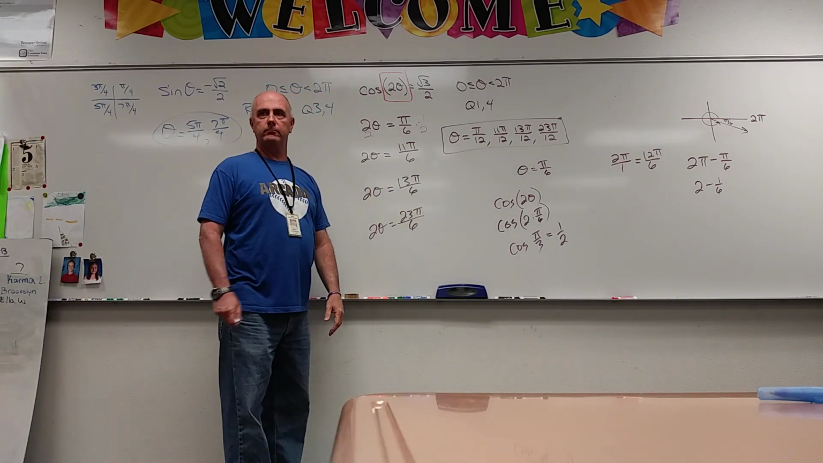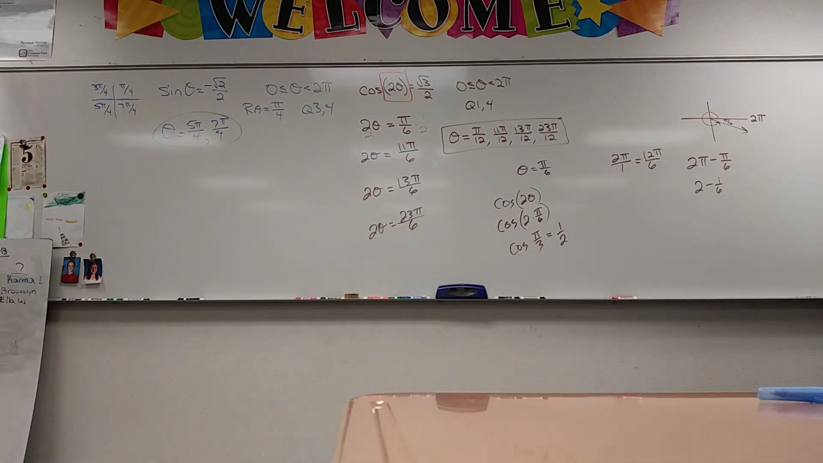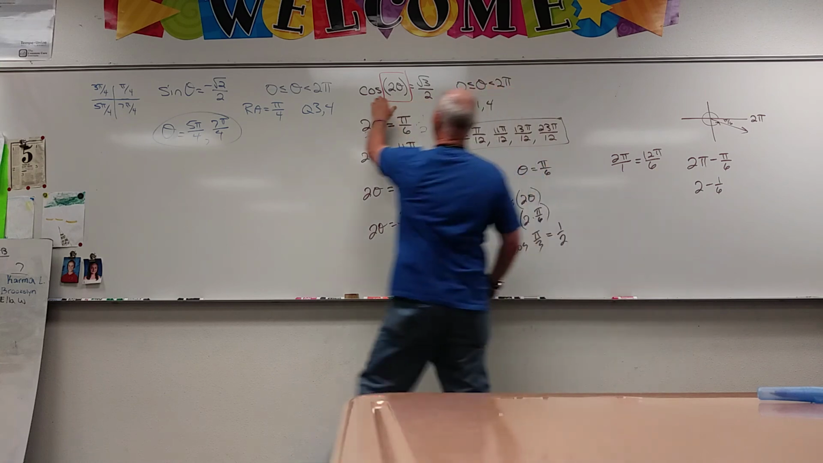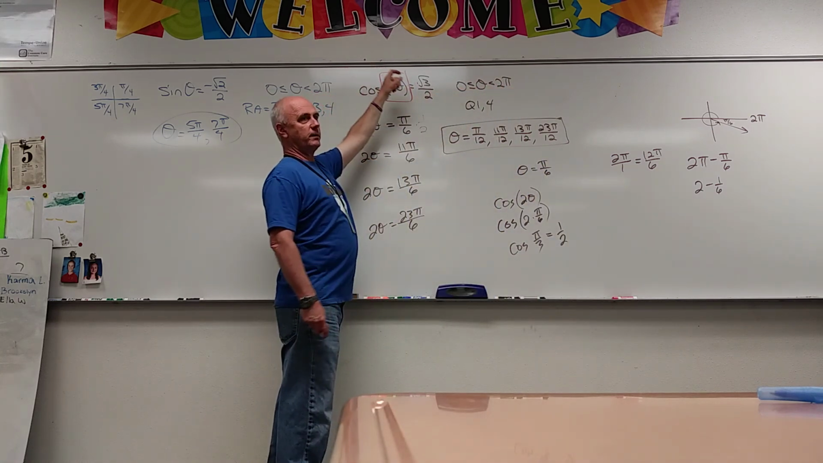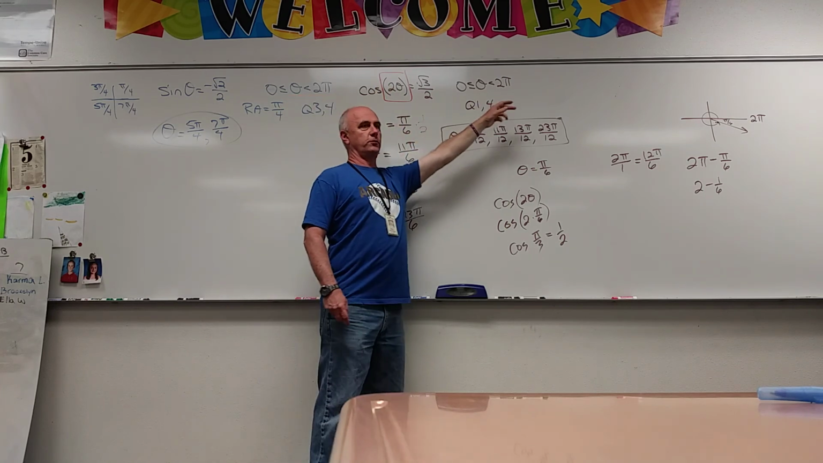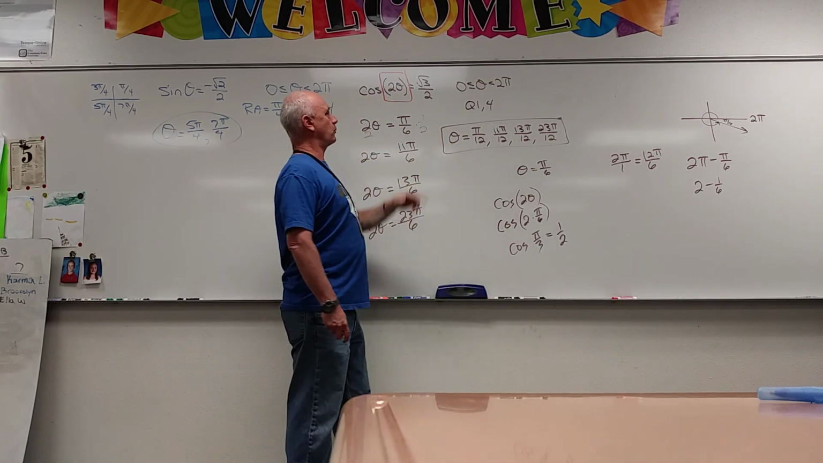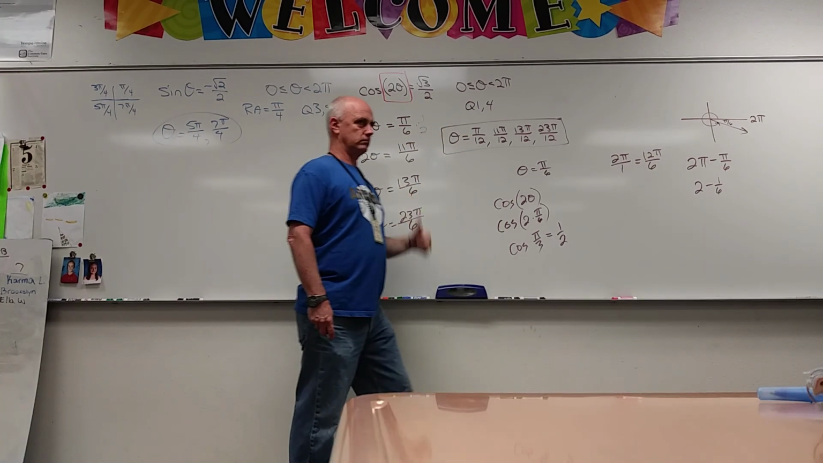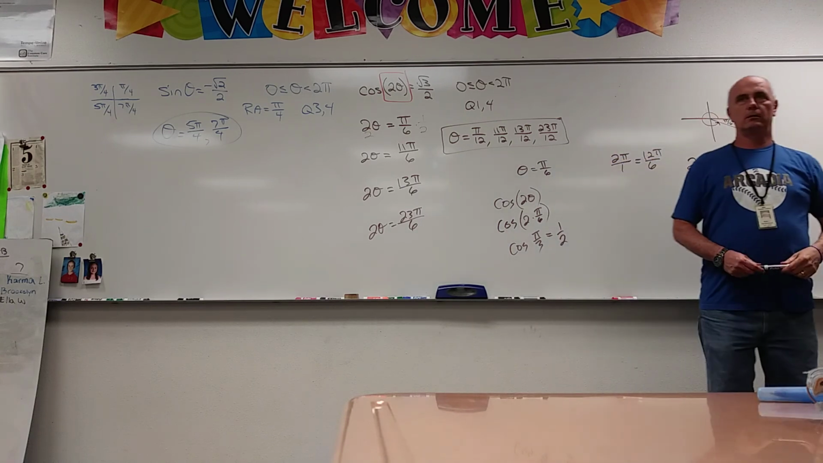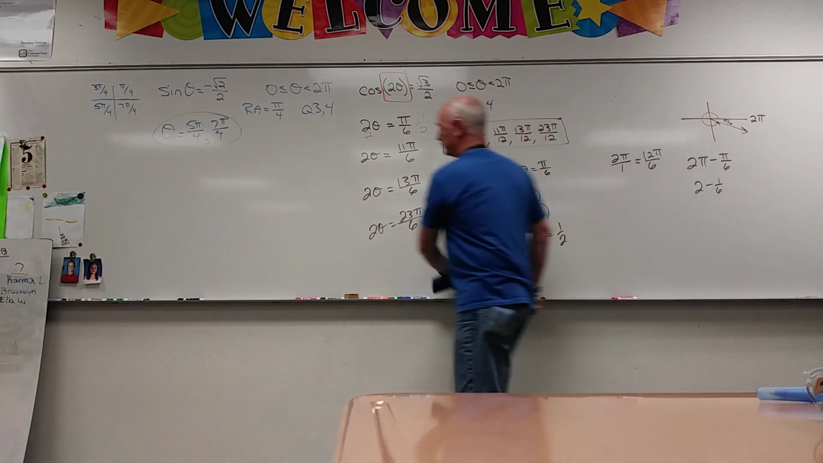Okay? Others here? Yep. How do you determine the quadrant? Because cosine was positive. And cosine is positive in first and fourth because all students take calculus. So first and fourth are positive, and so is that what you were asking? Good. Others there? All right, next one.